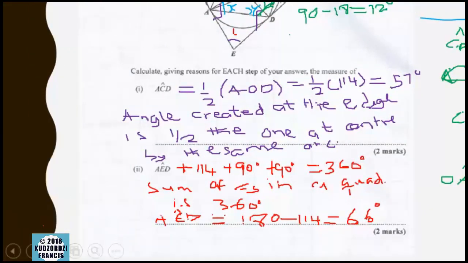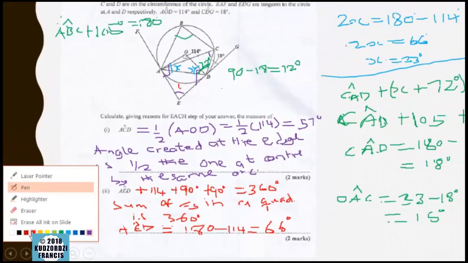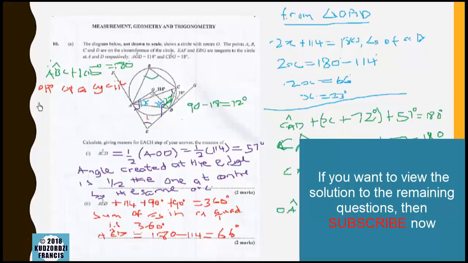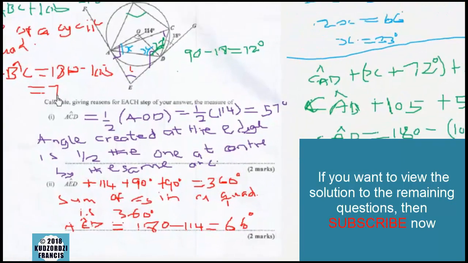So we have opposite angles of a cyclic quadrilateral. So we can solve for angle ABC now to be equal to 180 minus 105 degrees, and that will be equal to 75 degrees.